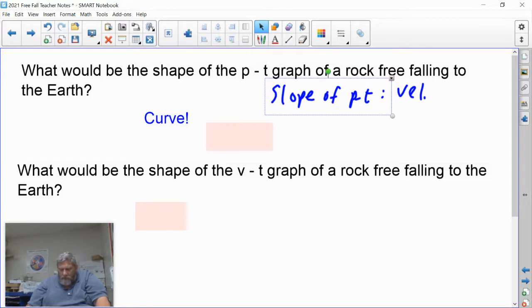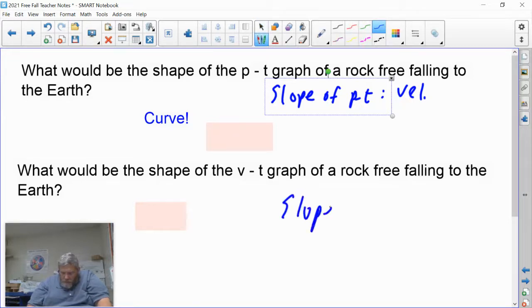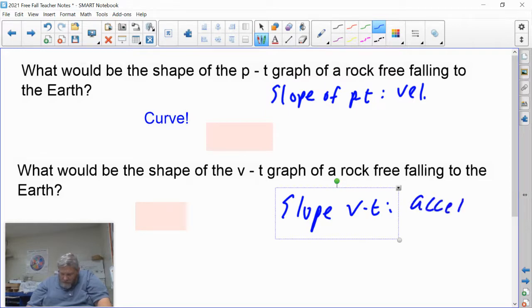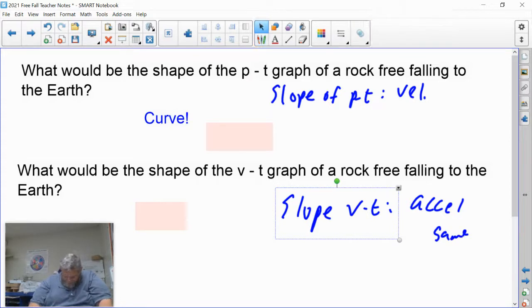And the VT graph: remember the slope of a VT graph is acceleration. And the acceleration is the same, so we're going to have the same slope, which means we're going to get a line. But the velocity is going to become more and more negative, so it's going to be a line with a negative slope.